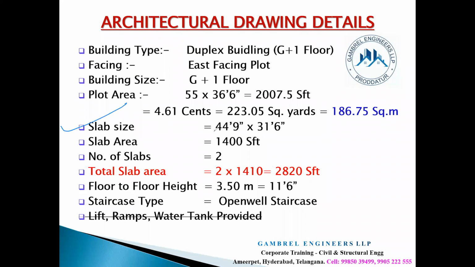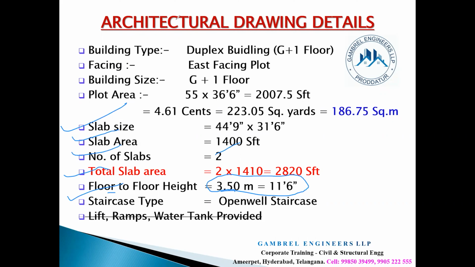Now, next thing is, we should know slab size, slab area, number of slabs we have, total slab area we have, and floor to floor height, like 11 feet 6 inches. Everything is like a question. Why do I have to maintain only 11.5 feet? Why not 7 feet? Why not 10 feet? Why not only 6 feet? For such questions, you definitely need to have an answer, right? And then the staircase type we have is open web.